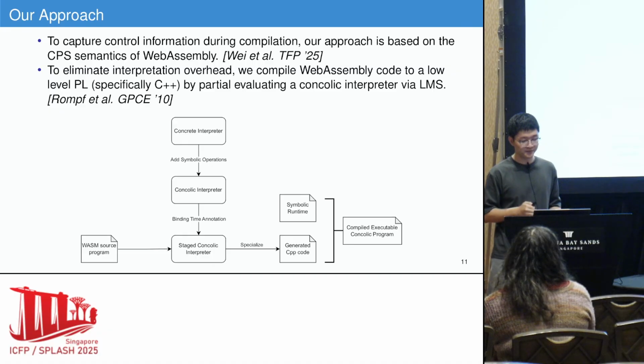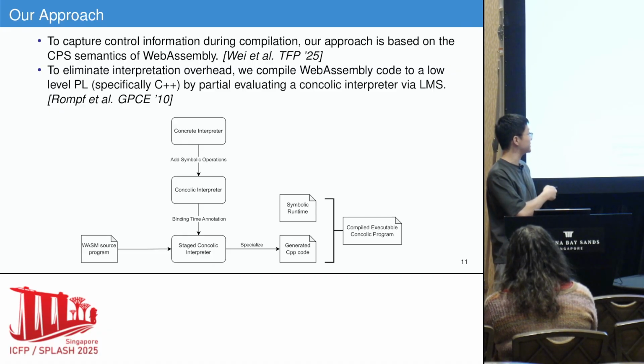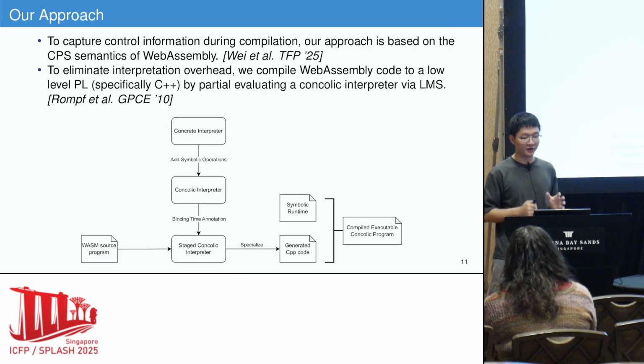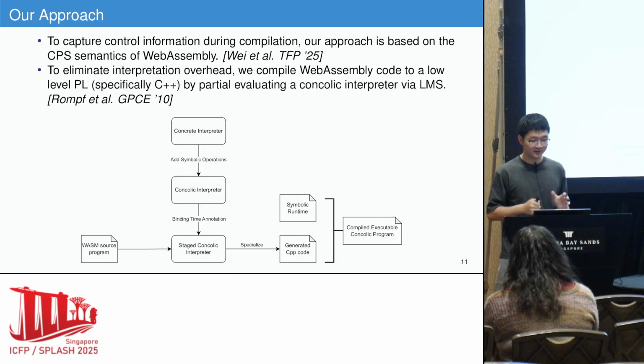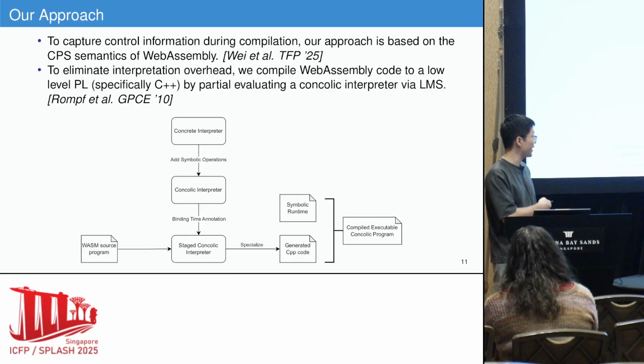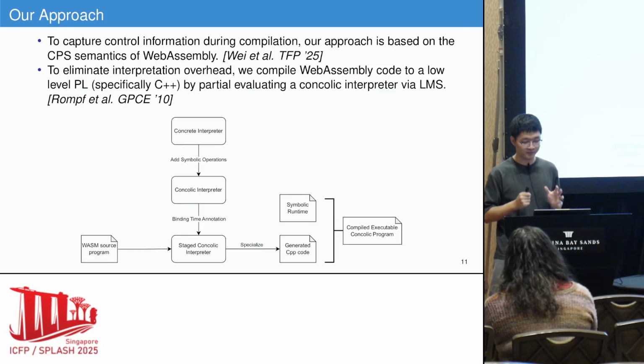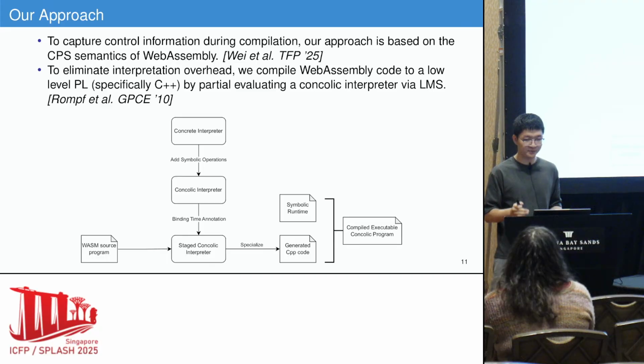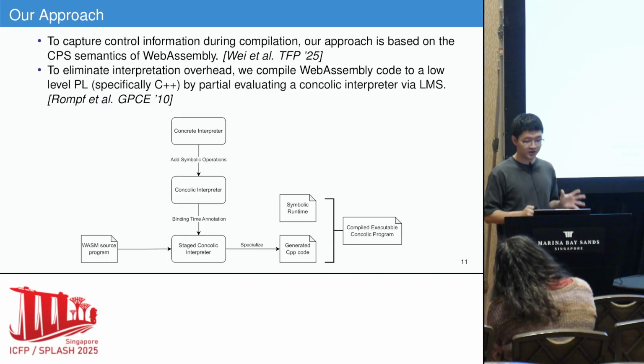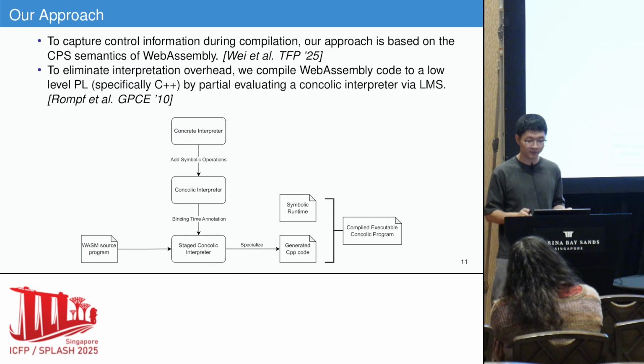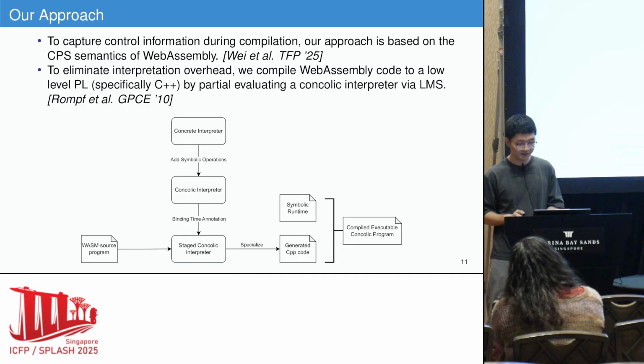To do concolic execution, we first insert extra symbolic operations into the CPS interpreter to get a concolic interpreter. To eliminate the interpretation overhead, we apply partial evaluation to the staged version of the CPS concolic interpreter to generate C++ code. Finally, combining the generated code with the runtime of symbolic operations, we can get an executable concolic program. This concolic program performs both concrete and symbolic semantics and uses captured control information to achieve snapshot reuse. Now let's get into some technical detail of our approach.